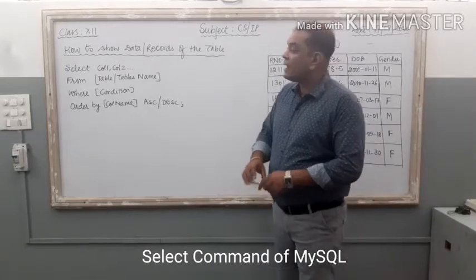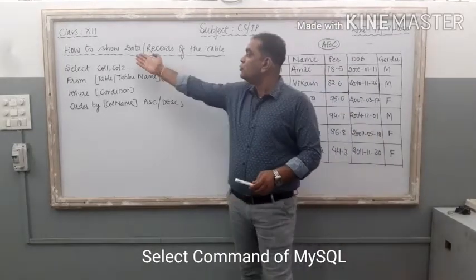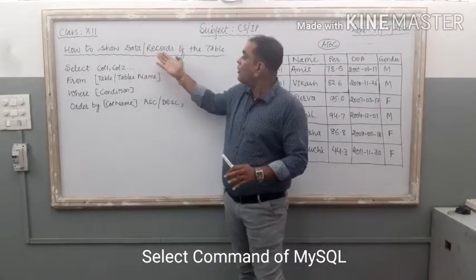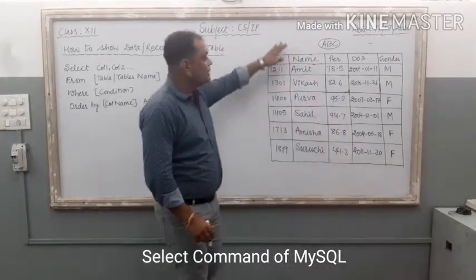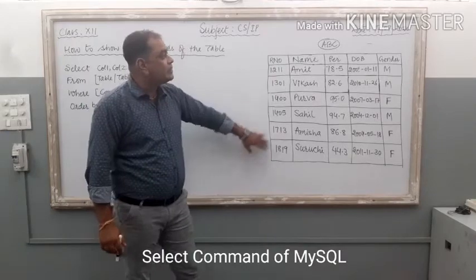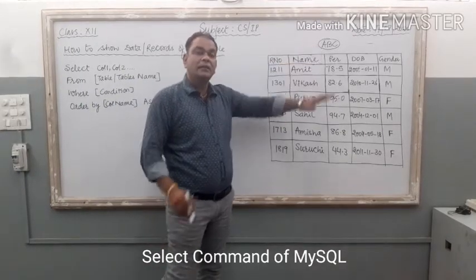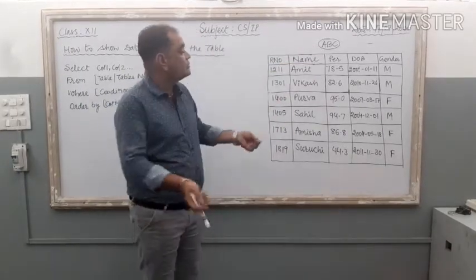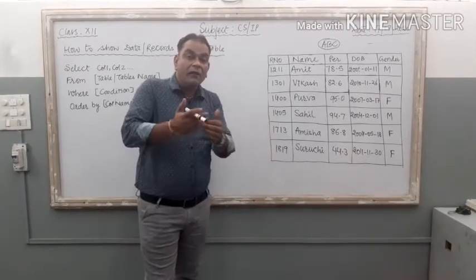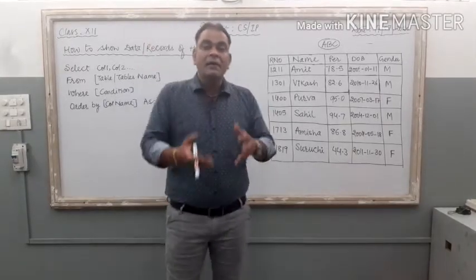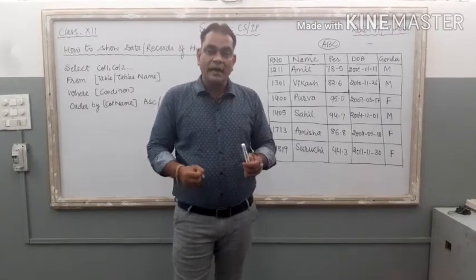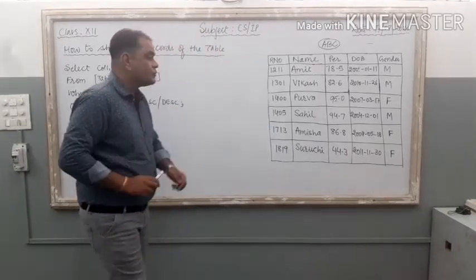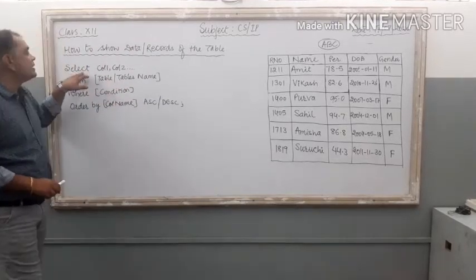Now our today's class is related with how to show data or records of a particular table. Just see, one table is created on the board and the name of this table is ABC. Right? The table is created already, records are there inside the table. Now our next task is we want to show the data, the records that are there inside the table. Right? For that, in MySQL, we use the select command.